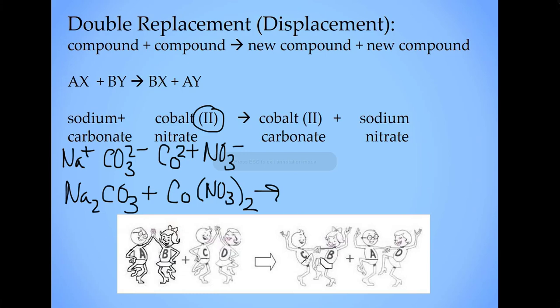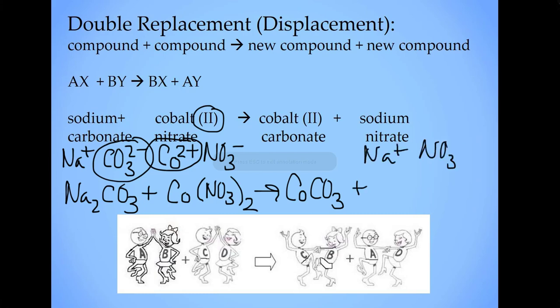And then I have cobalt and carbonate. Cobalt is right there, and carbonate is right there. Notice that one's a +2 and one is a -2. Always write your cation first. So CoCO3. And then sodium nitrate: sodium is a +1 and nitrate is a -1. So just stick them together, NaNO3.